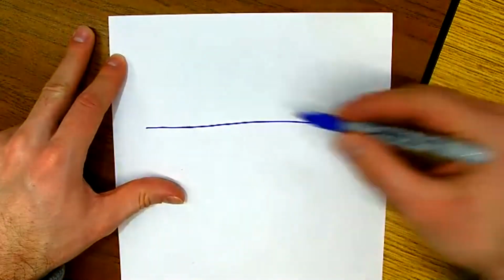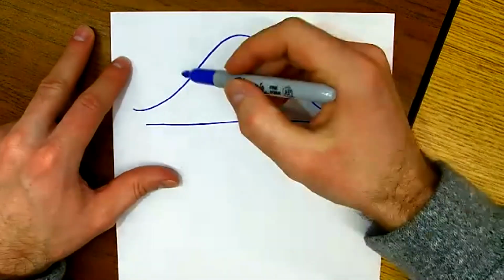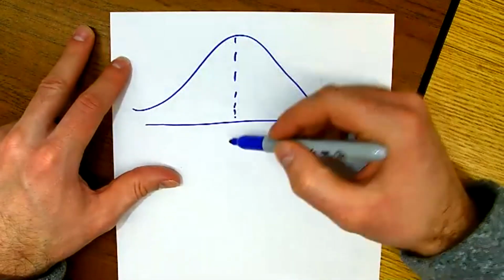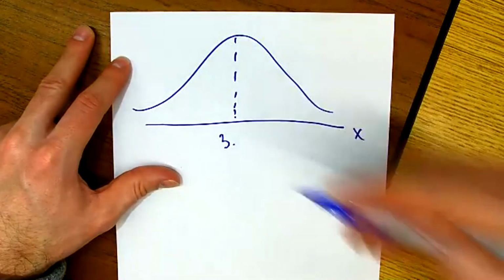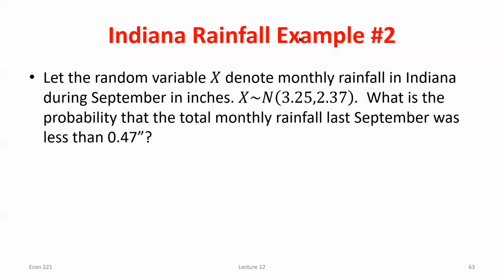So the setup we have is we have this variable x. The mean was, I already forgot what it was, 3.25 maybe? Yeah, 3.25.